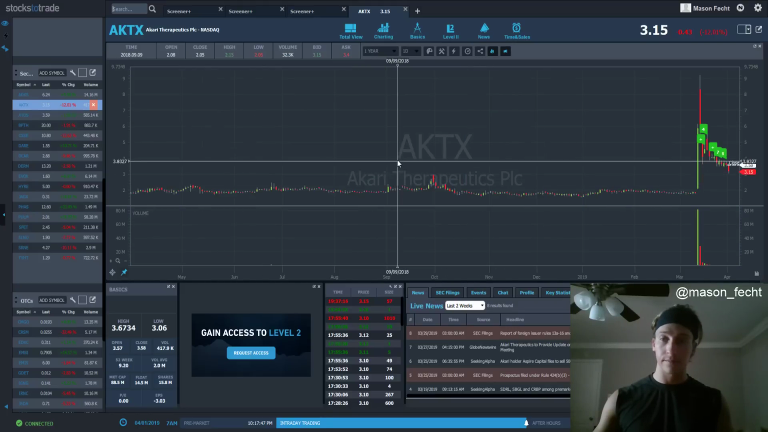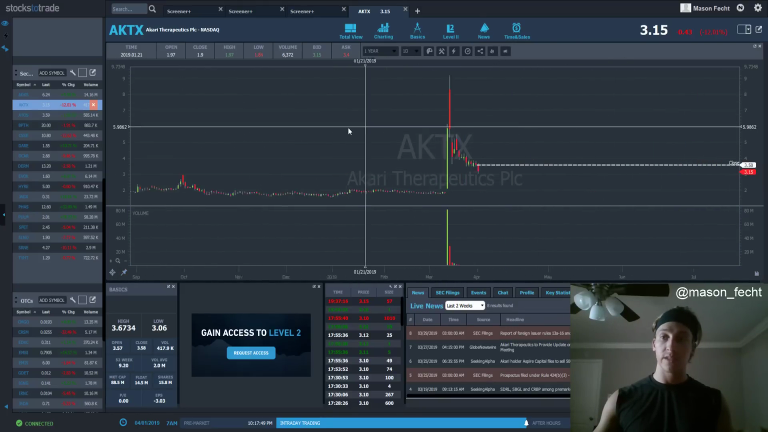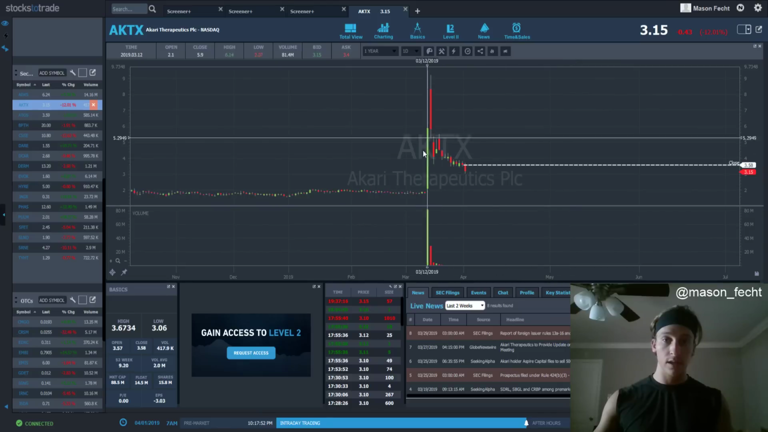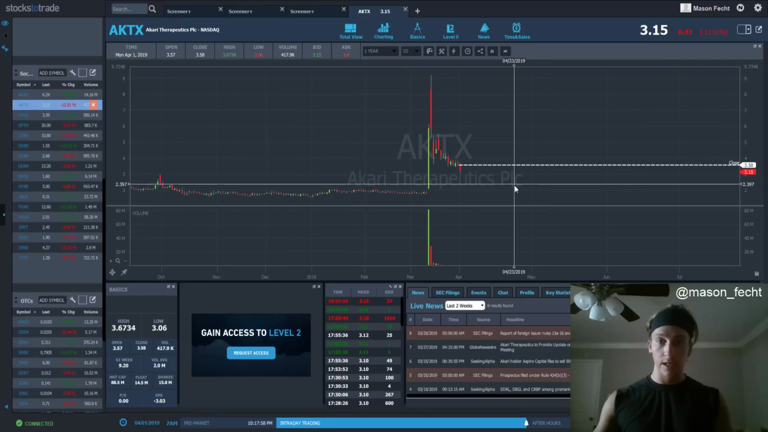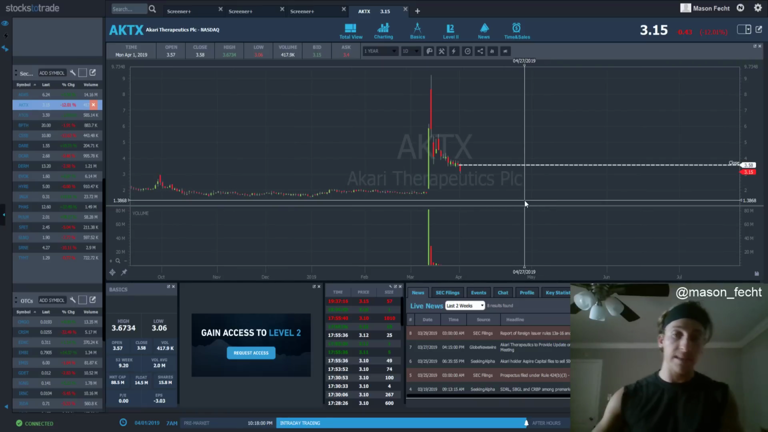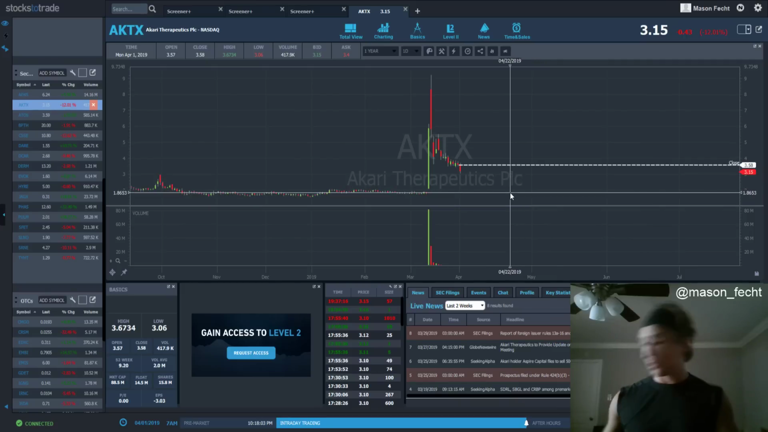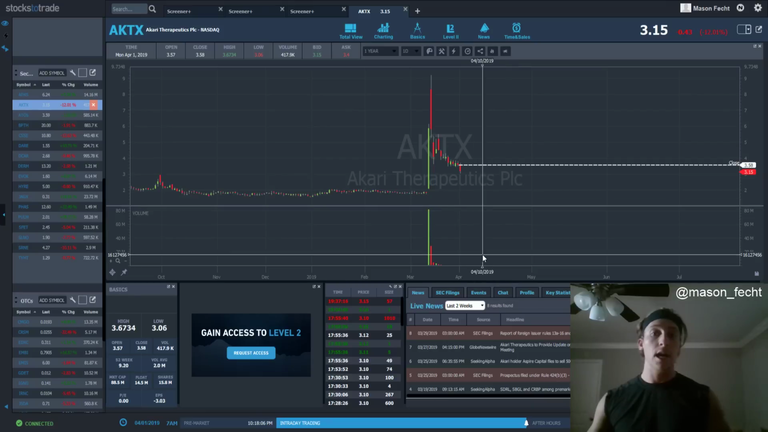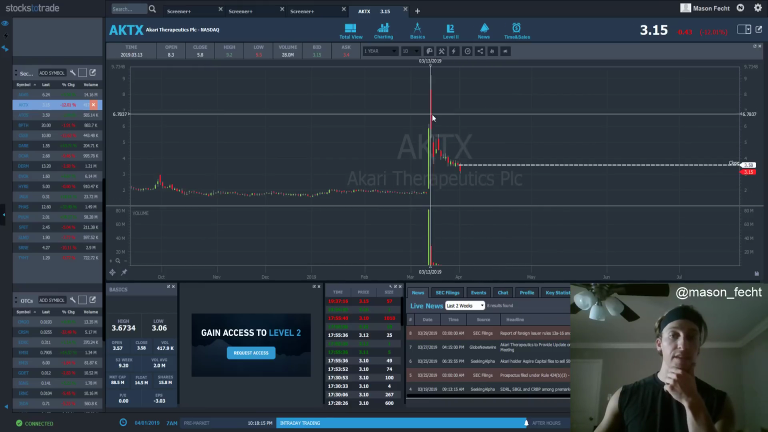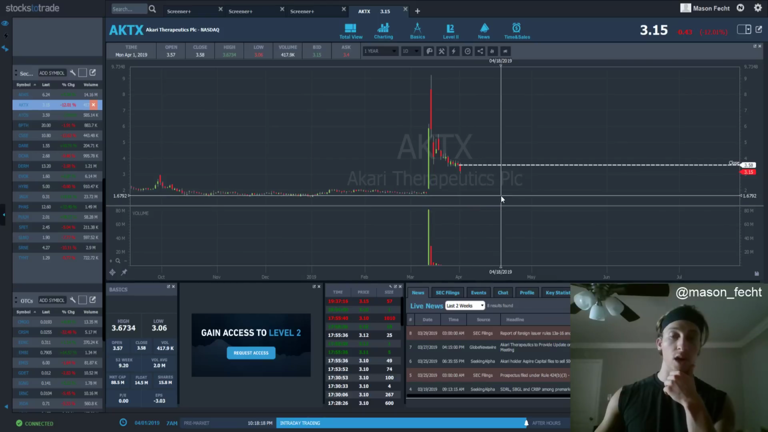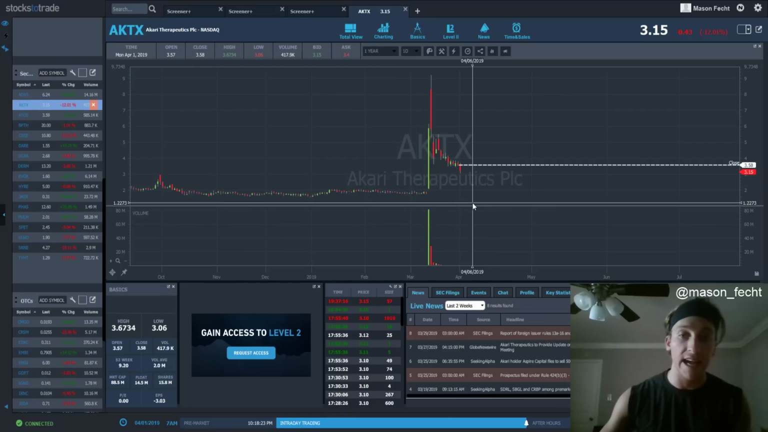AKTX. This was a former supernova. A couple weeks back, went from 2 to 9. I like to keep former supernovas on my secondary watch list to see if they ever release any meaningful news that could result in a first green day. So I'm going to keep AKTX at least for a few more days, maybe another week. We'll see. But if it can fade all the way back down to $2, and the company puts out news, it has a good chance of bouncing off of that area.